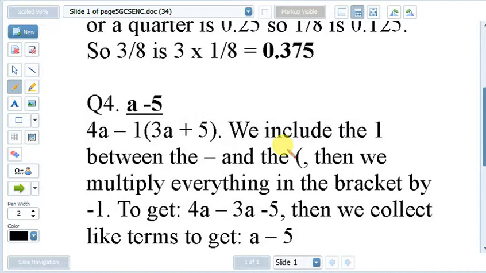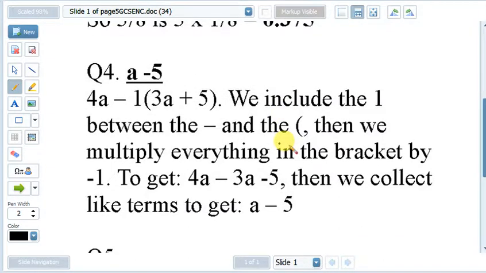Next one, question 4. Now question 4, there is a trick to question 4. And that is, first of all, the question is 4a minus, open bracket, 3a plus 5, close bracket. Now, we have to include the 1 between the negative and the first bracket. And that is our number that we've got to times everything in the bracket by. So basically what we're doing here is we're timesing the -1 by the 3a, and that gives us negative 3a. And then we've also got to times the -1 by the 5, which would give us the negative 5.